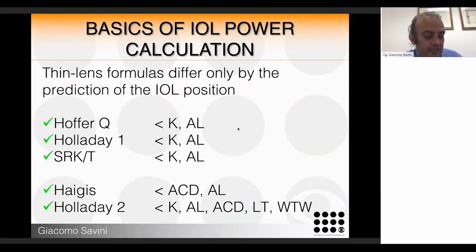And when we talk about regular formulas, we have a difference, because we see that some formulas, like the Hoffer Q, Holladay 1 and SRK/T, use just two predictors to predict the position of the lens, while newer formulas, not the last ones, use other parameters. The Haigis formula does not rely on corneal power to estimate where the lens will be positioned, but uses ACD, and this makes a big difference for many cases. And the Holladay 2, that was released in 1996 and has never been published, as you see, uses a lot of preoperative parameters, and has the option also of adding the preoperative refraction.